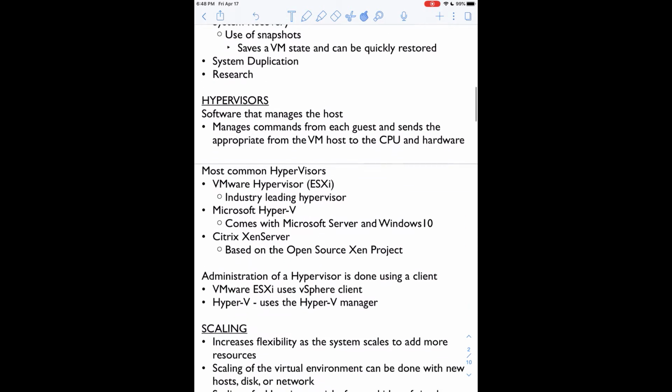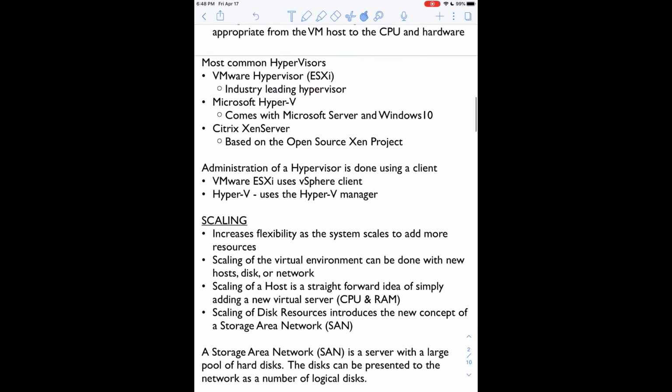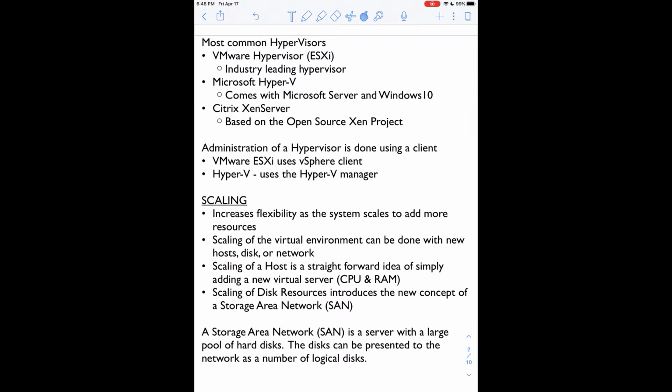Remember, the hypervisor manages the host. It manages commands from each guest, and it sends the appropriate commands from the VM host to the CPU and hardware. The three most common hypervisors we have are VMware ESXi. That's our industry leader. That's got the lion's share of the market. Microsoft Hyper-V. This comes built into Microsoft Server and Microsoft Windows servers and Windows 10. And Citrix XenServer. This is based on an open source hypervisor called the Xen Project.